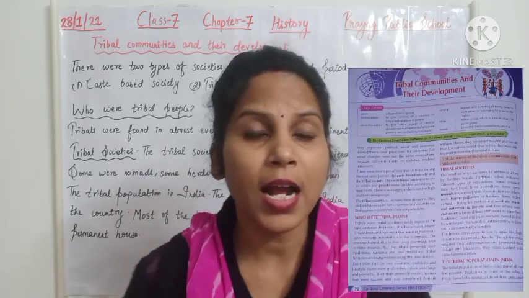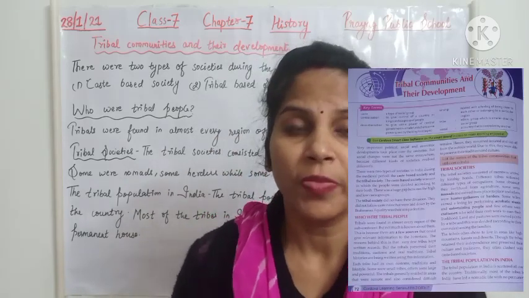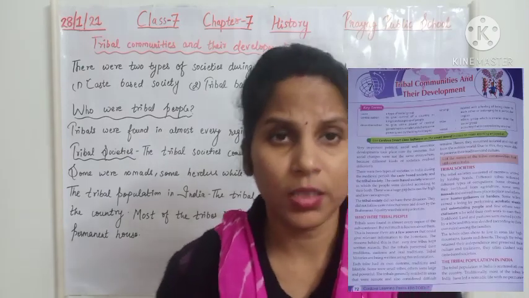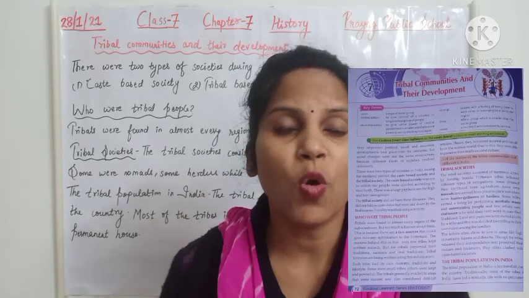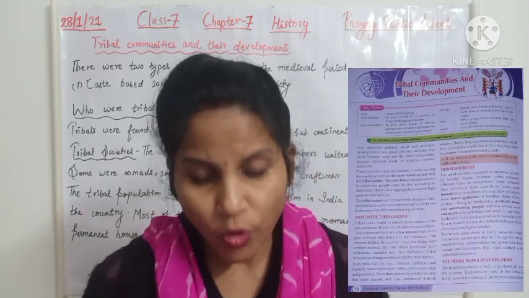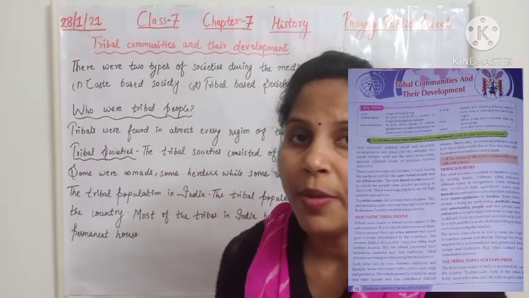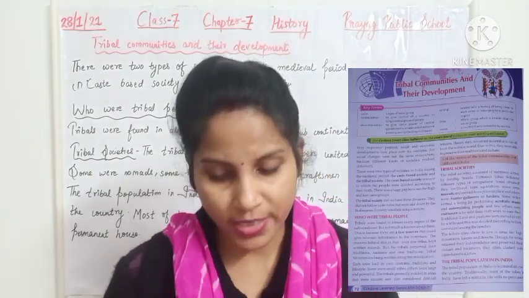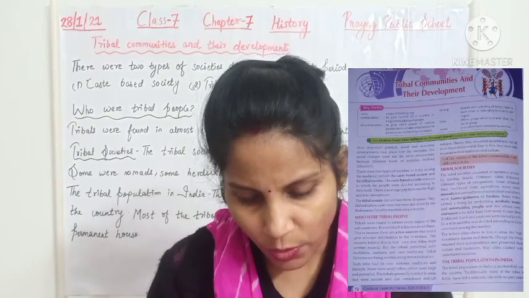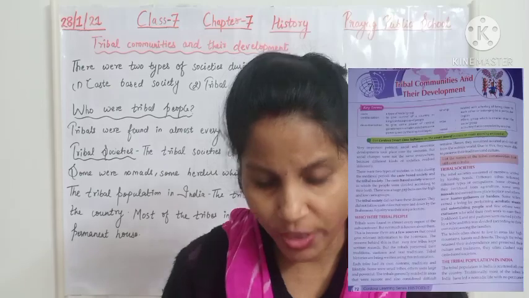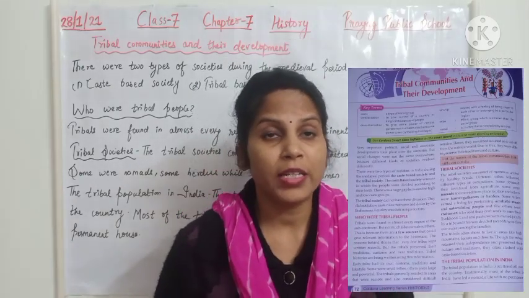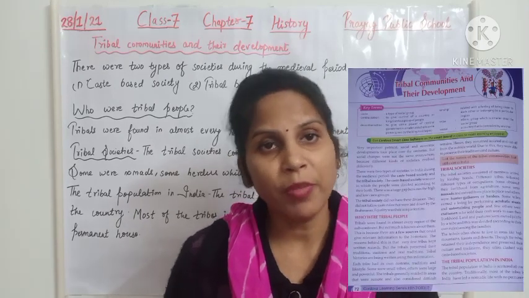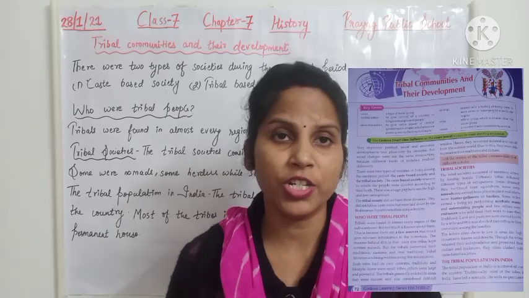So what is caste? Caste is a type of social group, and tribal is a group of ethnic people. Okay, so it's smaller than a social group. So during the medieval time, the society was divided into caste based society and tribal based society, right? The caste based society was one in which the people were divided according to their birth. Suppose if a person is born in a Brahmin family, he is Brahmin. If he is born in a Shudra family, he is Shudra, right?